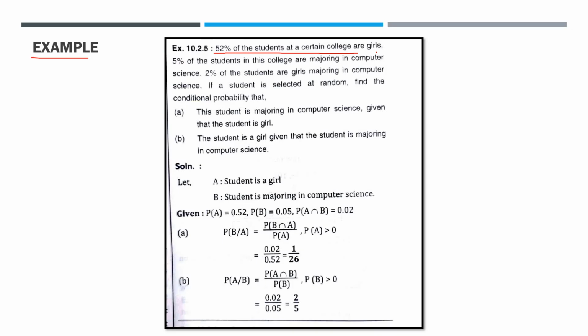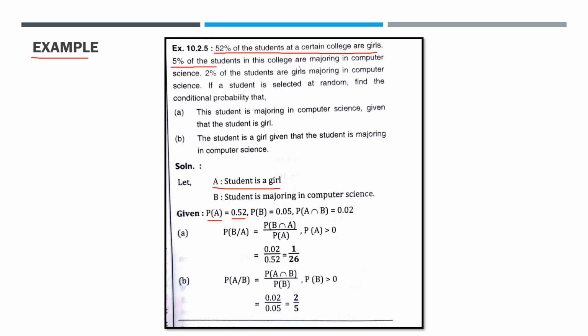52% of the students at a certain college are girls. So what this means, now, we will define two events. The student is a girl. Let us say A is the event that the student is a girl. So 52% of the students at a certain college are girls. So this is P of A, the probability of being a girl, that is equal to 0.52.